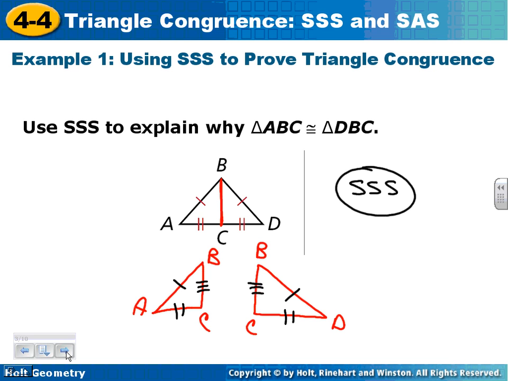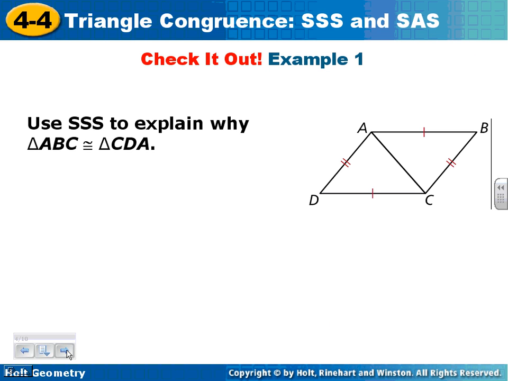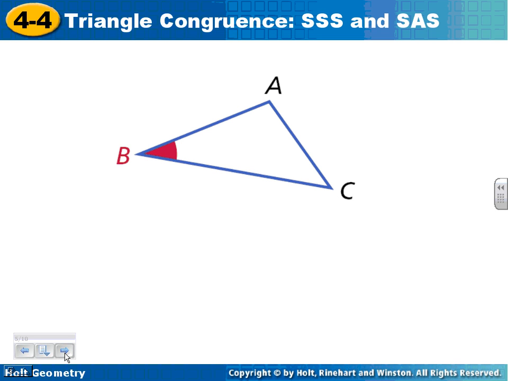Take a look at another one. Use SSS to explain why these 2 triangles are congruent. Well, again, I see 1 tick mark there, and 2 tick marks there and there. And I have that shared side, which I can go ahead and put 3 tick marks on. Side, side, side. 3 sides are congruent. I don't need to know anything about the angles. Okay, that's SSS.